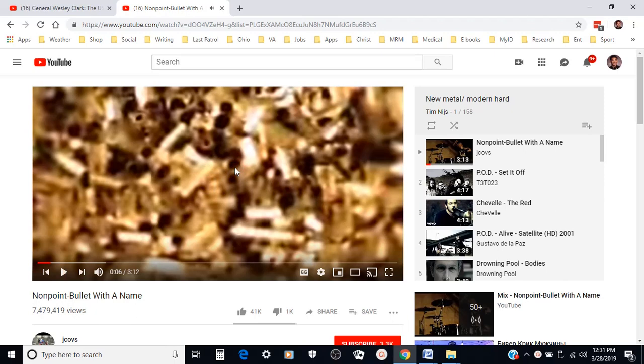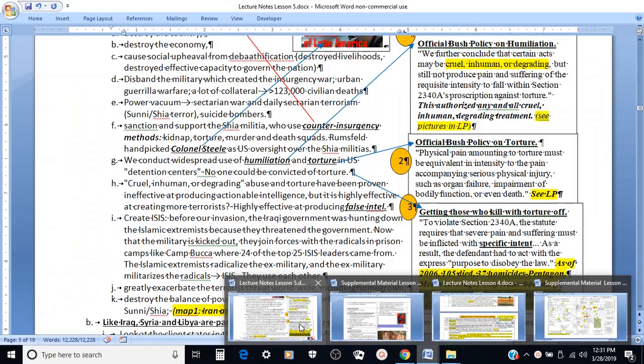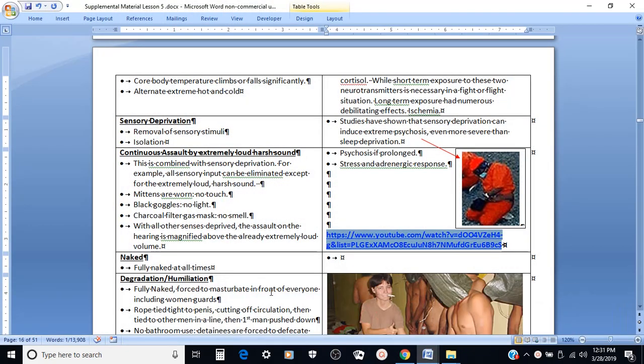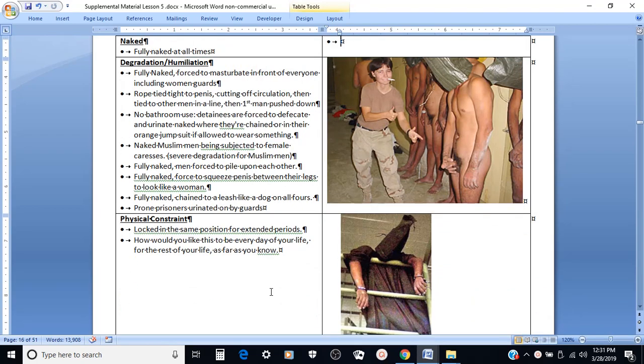So that's the type of music they play, this metal music. And so you have everything shut off except for your ears, and your ears are hammered by this constantly, all day long. It just drives you crazy.